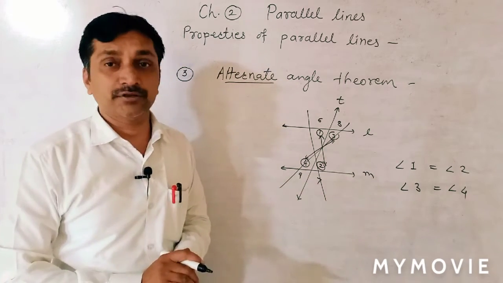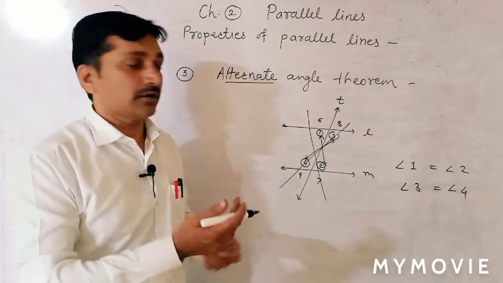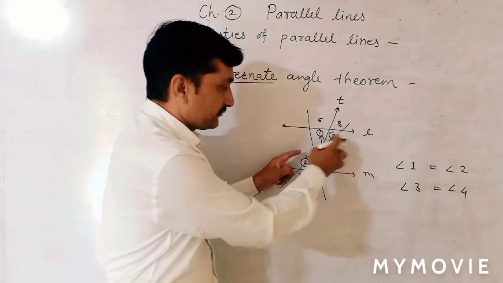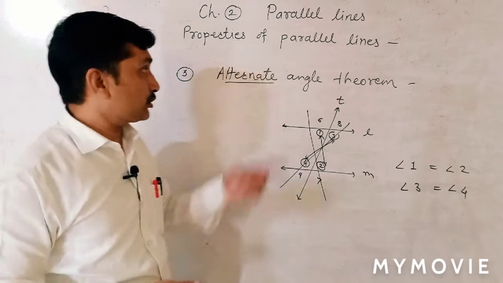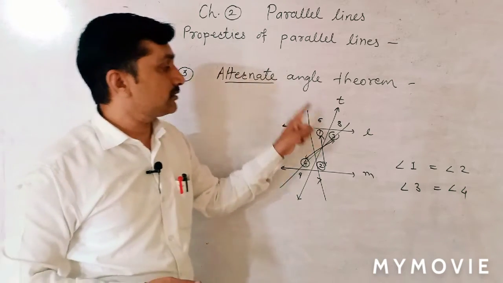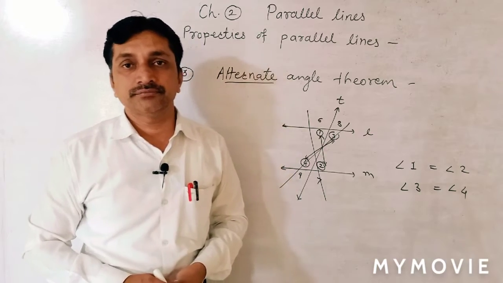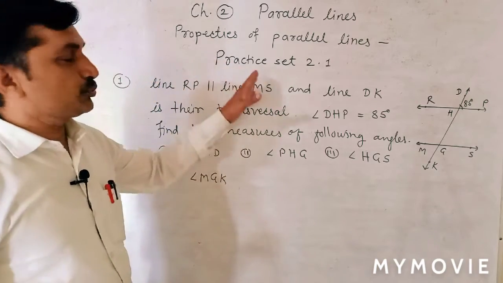Total 4 pairs. These are also congruent, but they are exterior alternate, and if they are lying between the parallel lines, they are interior alternate. And what is the property of parallel lines? Alternate angles are congruent. Dear friends, let's start practice set 2.1.